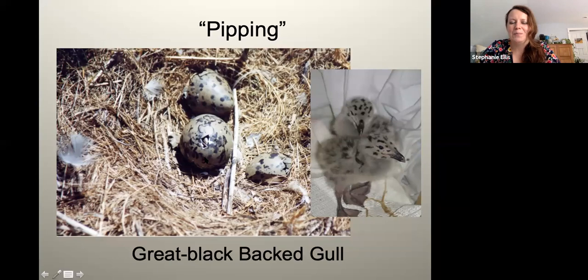I took this photo many years ago, a great black-backed gull pipping, which is the process of pecking the egg, and you can just see the beak coming out and the chick is chipping away. Most birds have some type of an egg tooth, which is a tiny little calcified protrusion on their bill, which allows them to chip away at the egg. In some species, that egg tooth falls off. Some species, they just absorb it.